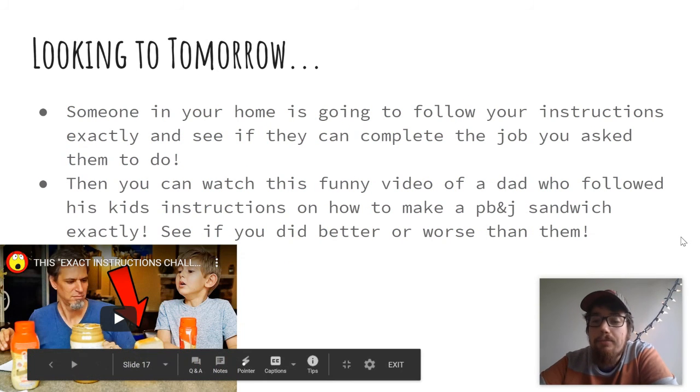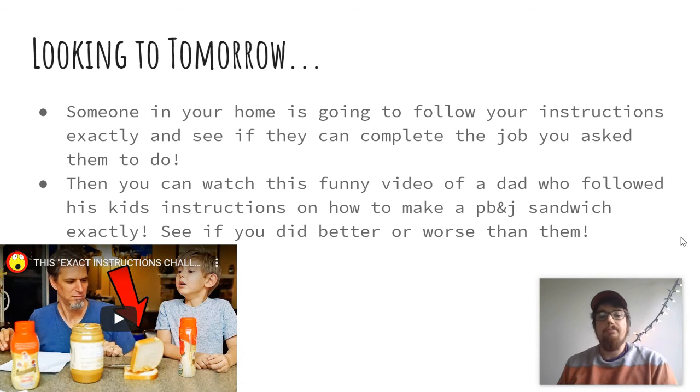So look into tomorrow. What you're going to be doing is someone in your home, whoever it is, grandparent, parent, sibling, whoever, someone is going to follow your instructions exactly like I did with my silly one with the toast and bread and see if they can complete the job you asked them to do. So that's why you're trying to be as specific as possible, because they are just going to follow your instructions. They're going to pretend that they have no idea what they're doing and they only know what you've written.